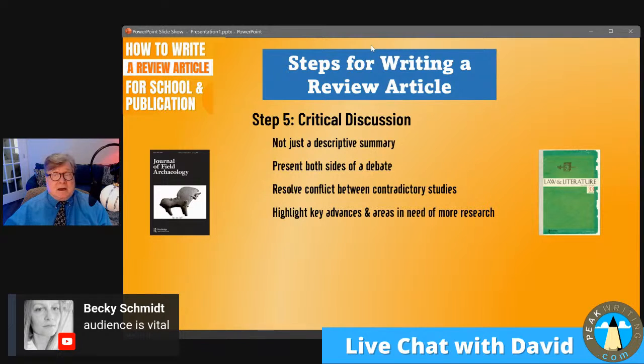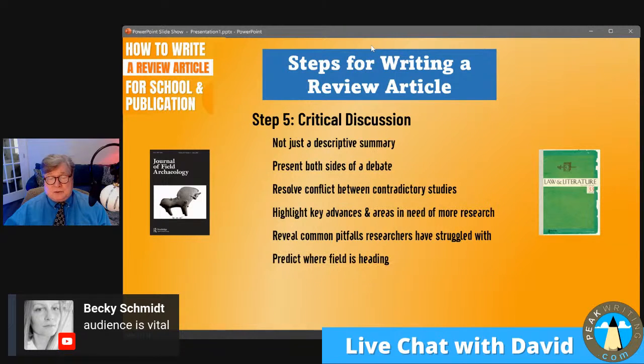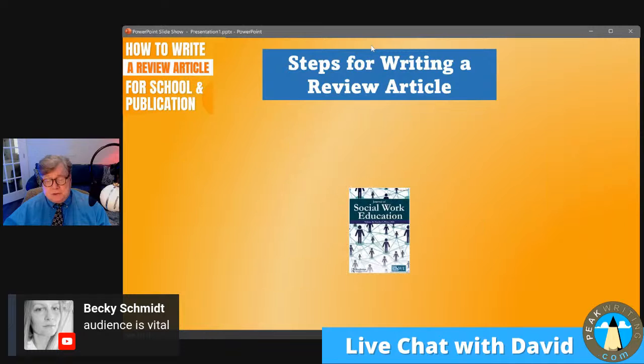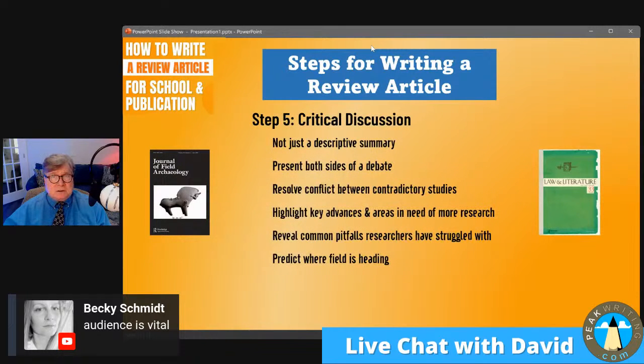You can also highlight areas in need of more research. After reviewing a number of these sources, you can point out the common pitfalls that you saw these researchers encounter in their research. In other words, you're making some kind of prediction, some kind of evaluation, some kind of analysis, some kind of systematic review of what you see in that large collection of literature. You can also predict where the field is heading. These are all things that you can do in the critical discussion portion.